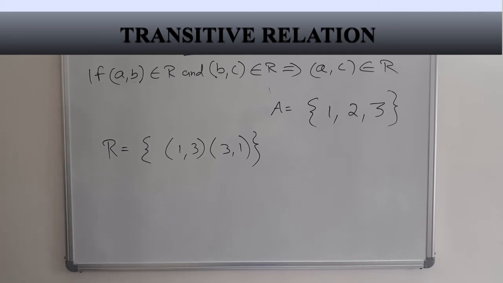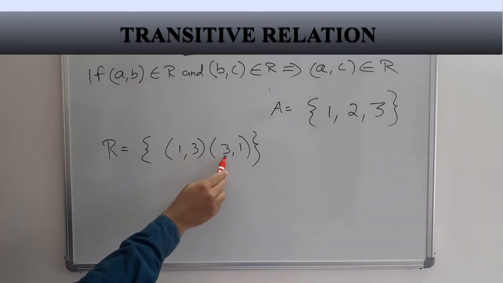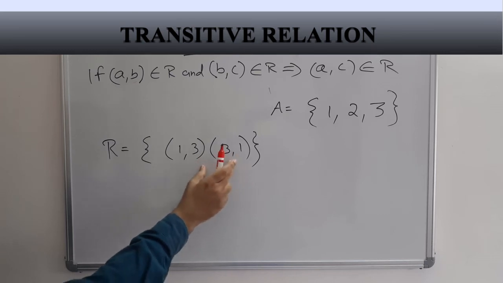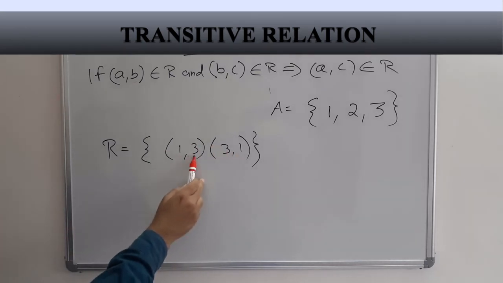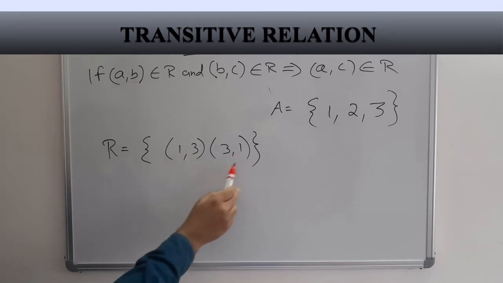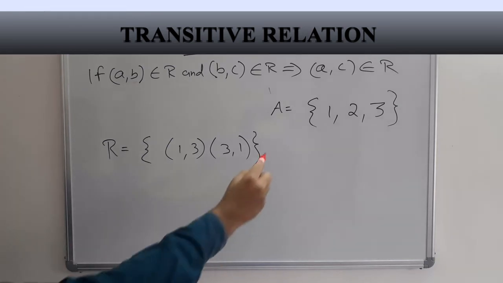Let us see another example. This is 1 comma 3 and 3 comma 1. So this is the first pair, and we have a 3 as a second element. So there is another pair starting with 3. So this is the second condition, and the third condition itself is missing. If it is 1 comma 3 and 3 comma 1, we expect a third pair as 1 comma 1, that is A comma C, and it is missing. So it is not transitive.